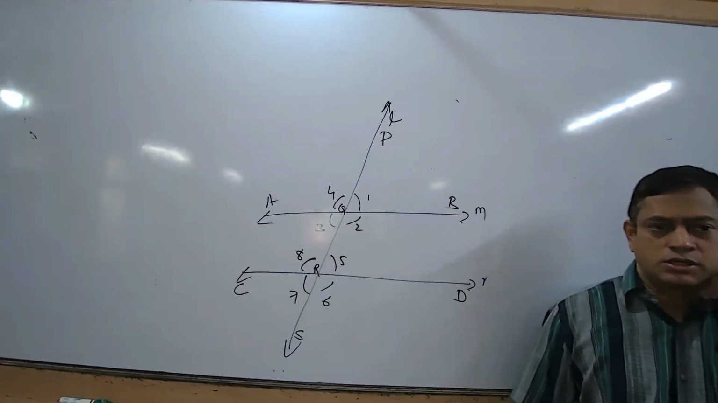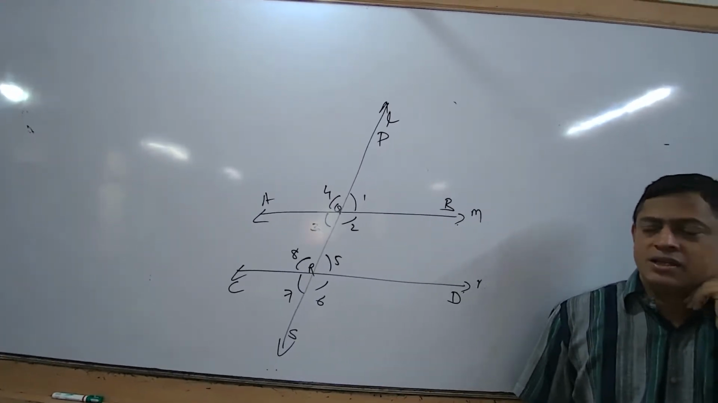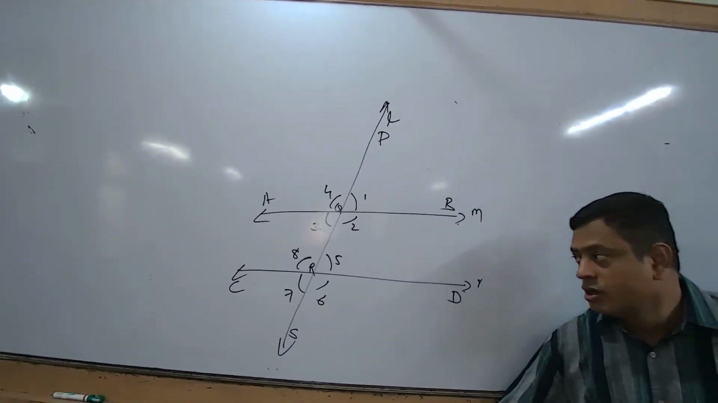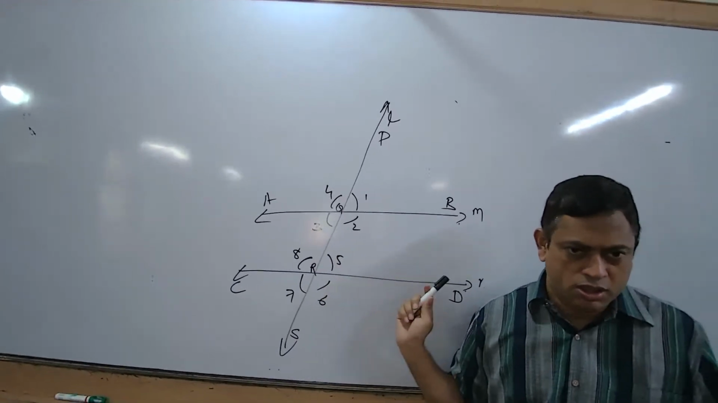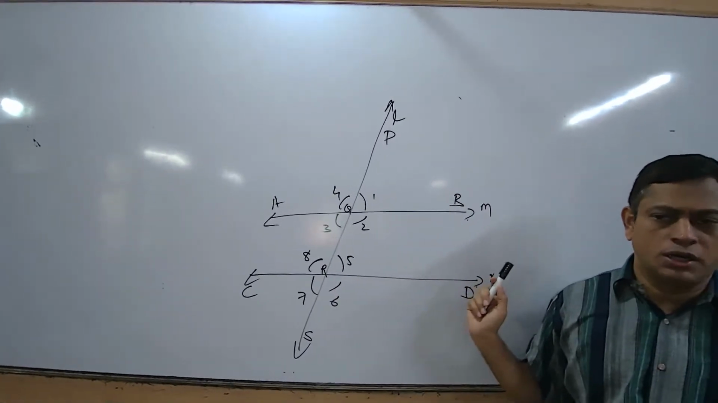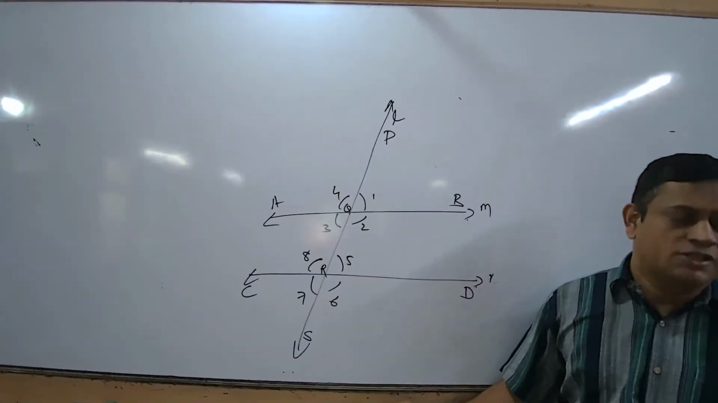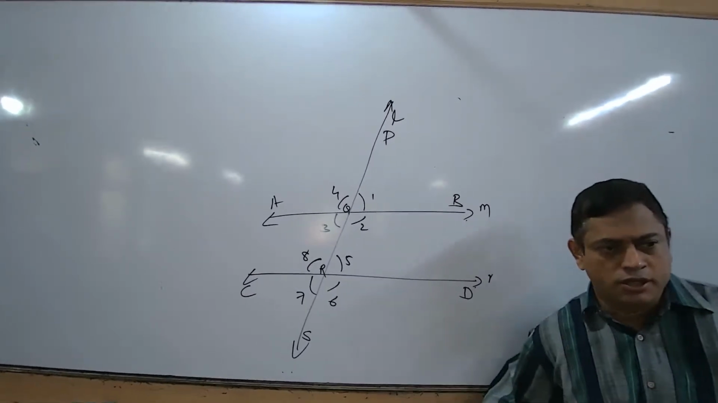Alternate interior angles. Do you know which are alternate interior angles? Tell now. 3 and 5, 2 and 8. Alternate interior angles are 3 and 5, 2 and 8. It's like a Z formation. They are called alternate interior angles.